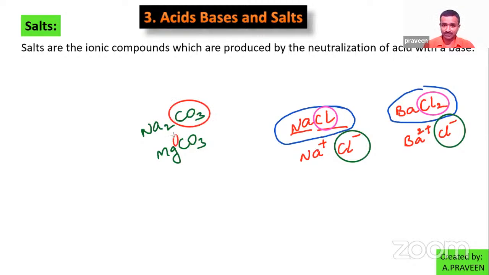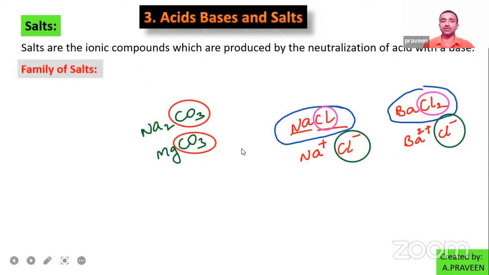Look at this, carbonate, right? So here, simply we can say these are also a family, maybe based on one atom or group of atoms, or one common ion, or group of ions. Based on them, we can classify them as a family. So here, family of salts.